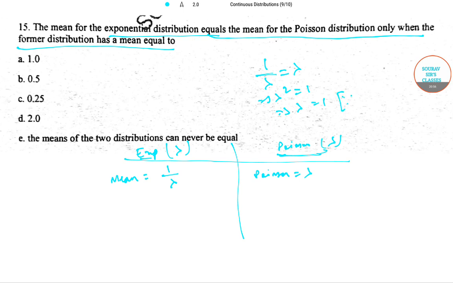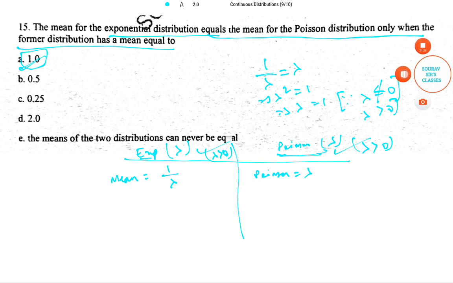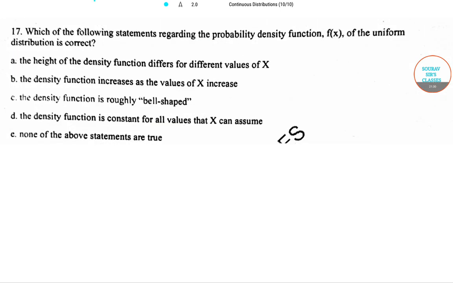Remember, lambda cannot be negative. It has to be positive for both exponential and Poisson. Thus, lambda is equal to 1. So, if both of them have 1 as a parameter, the mean for exponential distribution will be equal to the mean for Poisson distribution. Moving on to the next question.